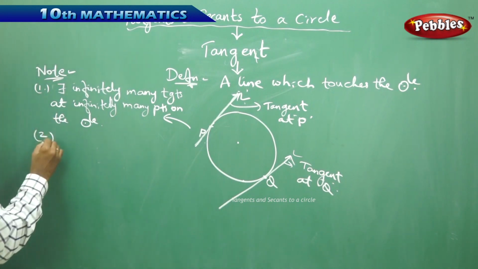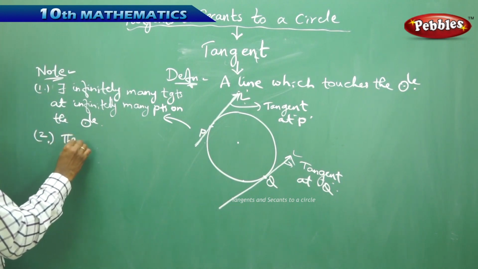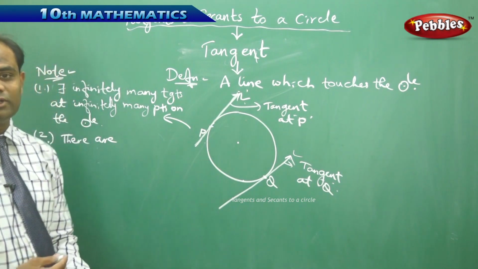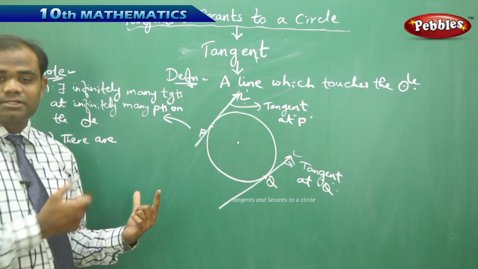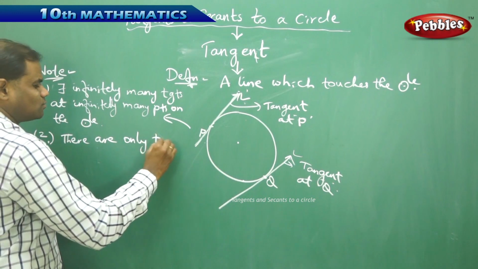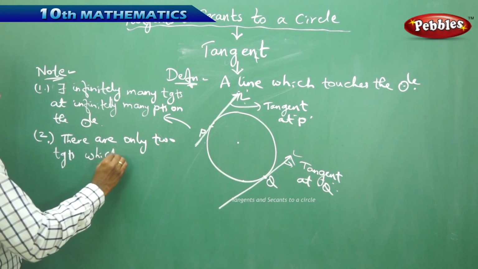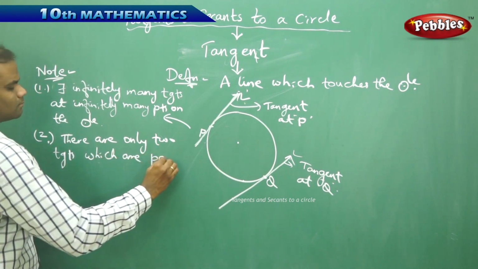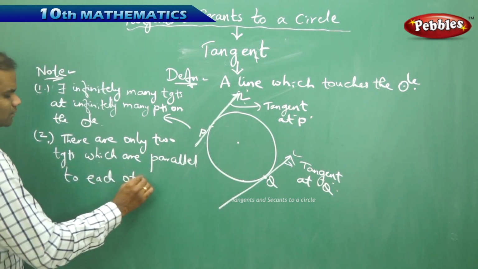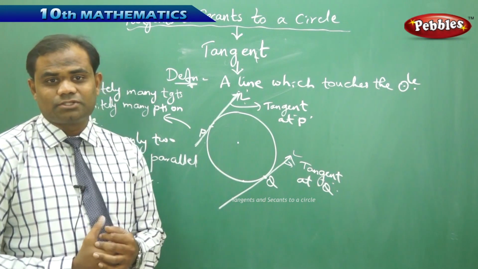Secondly, this point is very important in its own geometrical understanding. So let's write the statement and see whether that is true or false. There are only two tangents which are parallel to each other. Now, as we have discussed in the first note, there are infinitely many tangents to the circle.